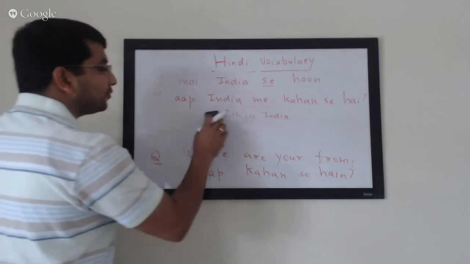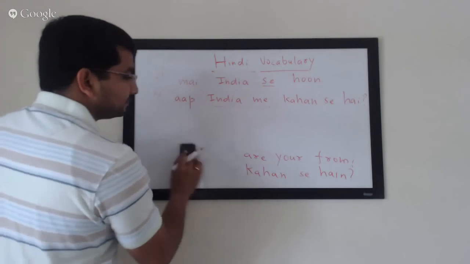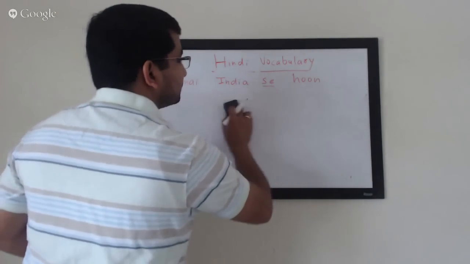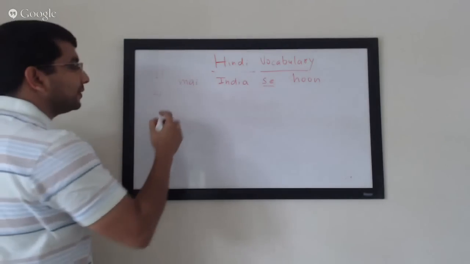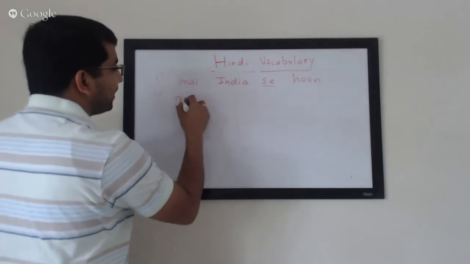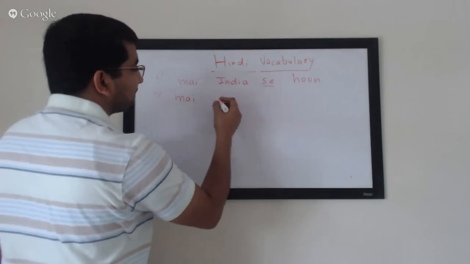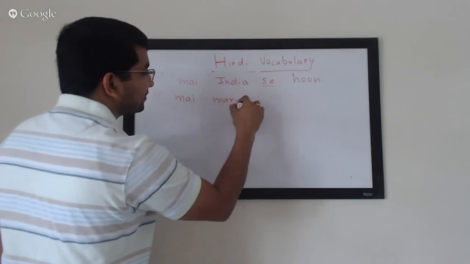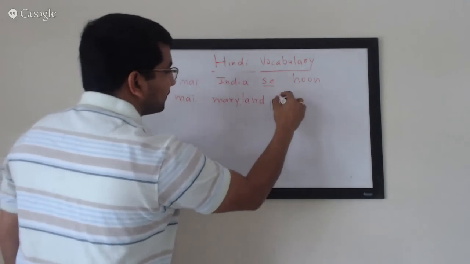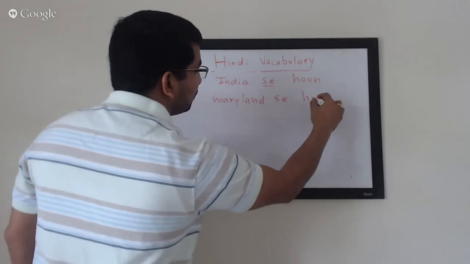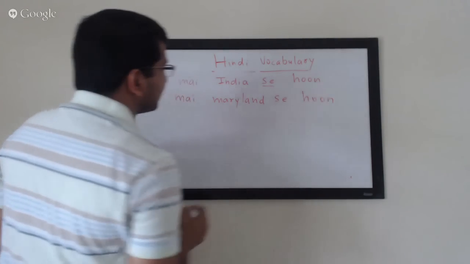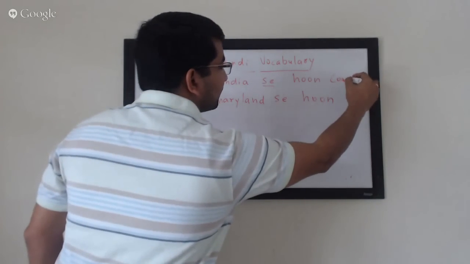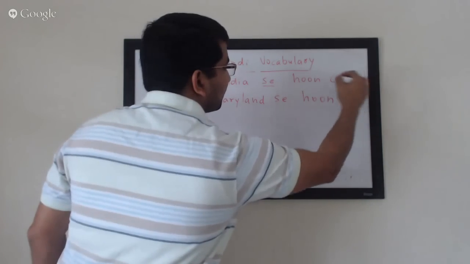So the answer would be, I'll just pick a state here. मैं, let's say Maryland. Maryland is a state here in the US. So मैं Maryland से हूँ. So this was country, this is state.